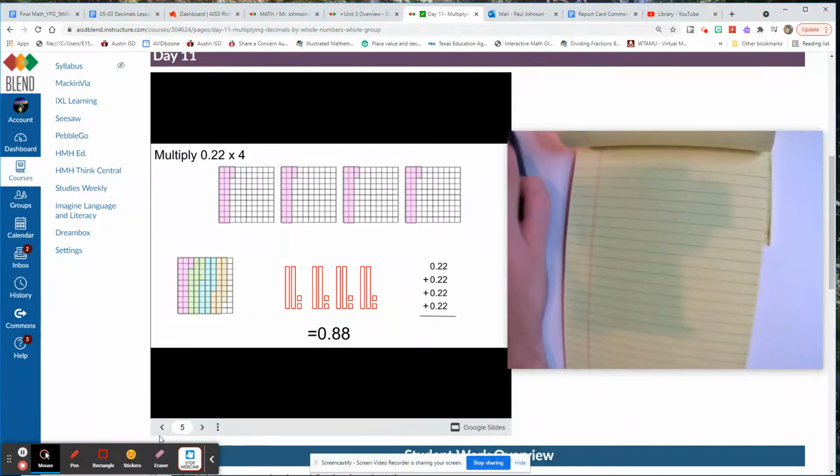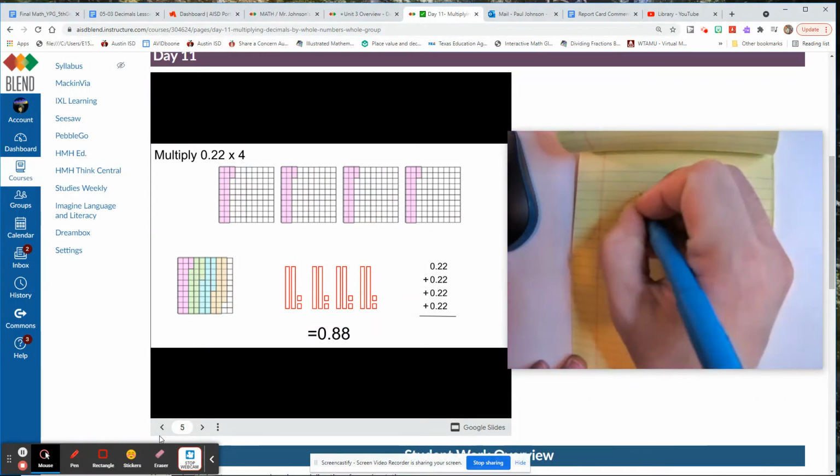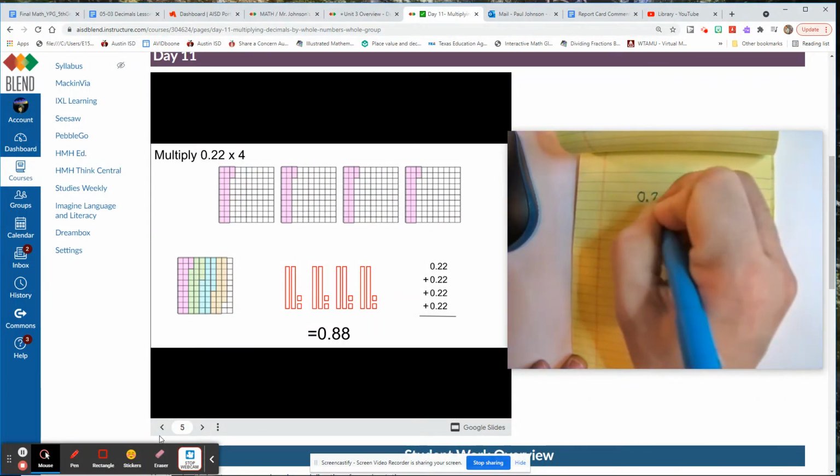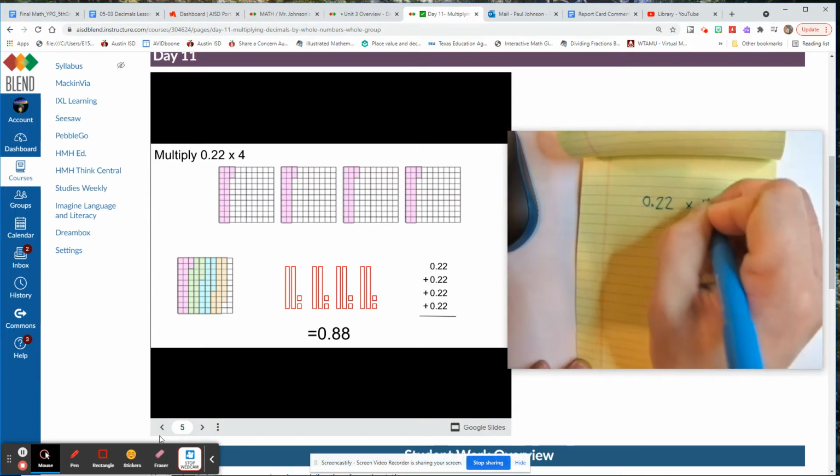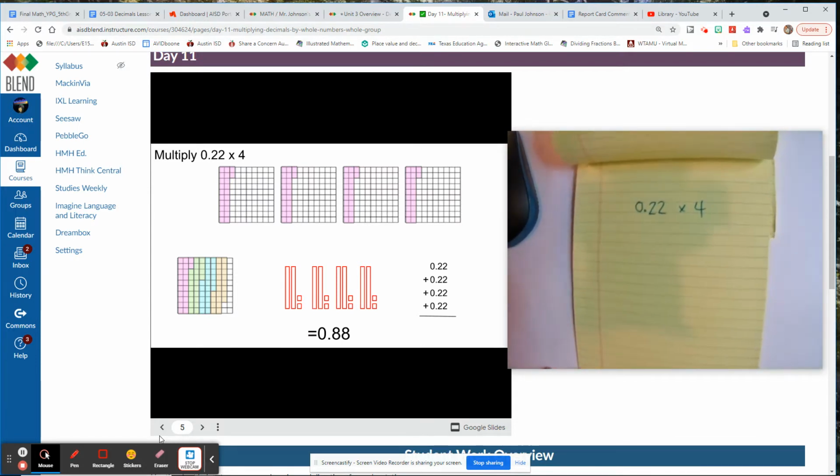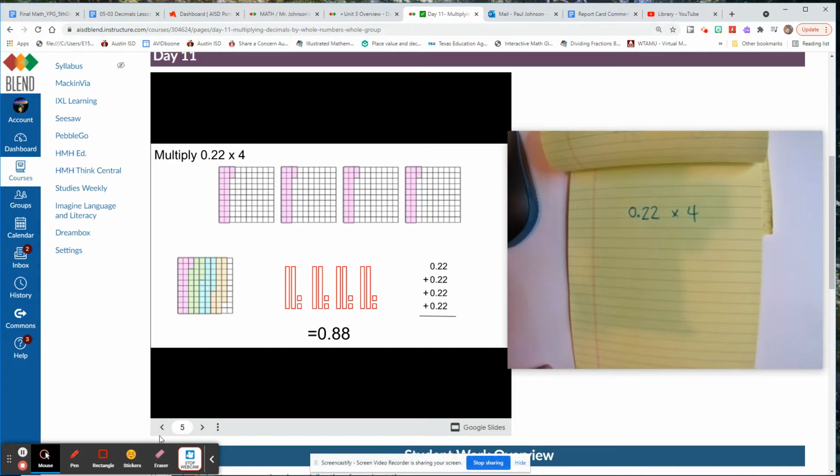All right, let's get algorithmic. So, we were going to look at some problems. The first problem was 22 hundredths times 4. Remember, there's a few different ways that we can set this up.